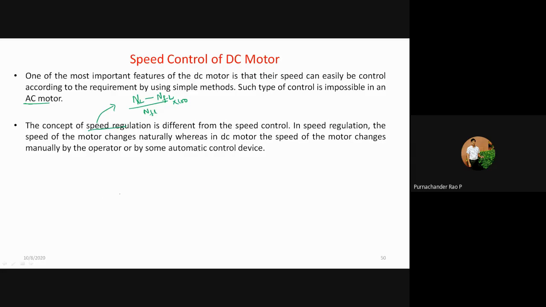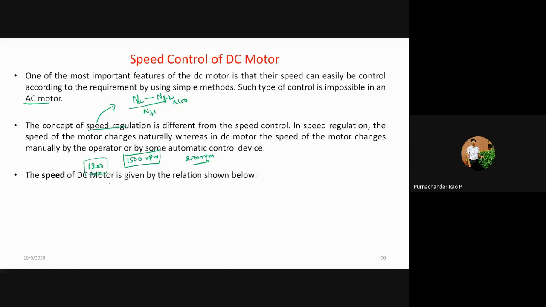And the speed control methods will give a particular speed. If I want to run at 1200 RPM, then what should be the controlling method? If the rated speed of a machine is 1500 RPM and I need to run at 2000 RPM, we'll see whether it is possible to run the motor at 2000 RPM if the rated speed is 1500 RPM. Then if I want to run at 1200 RPM, what parameters do I need to control in a machine? So these things we have to consider.